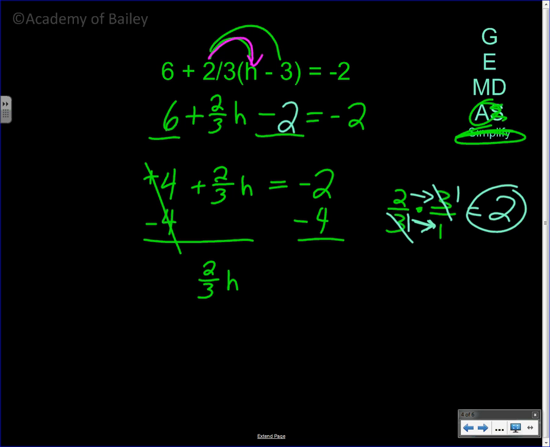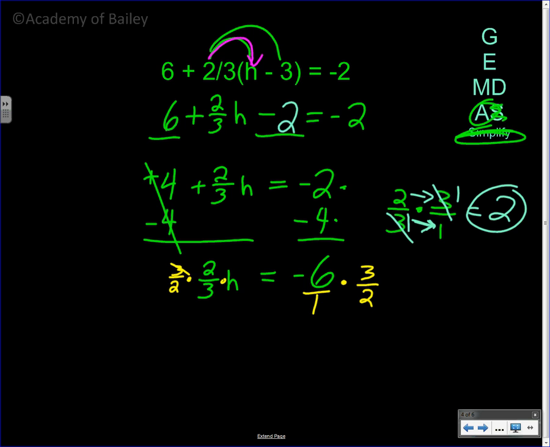2/3 h is equal to -2 minus 4, which is -6. And you should notice that the opposite of multiplying by 2/3 is dividing by 2/3, which is going to save you a moment if you say, we're going to multiply by the reciprocal. Dividing fractions is the same as multiplying by the reciprocal. You have to put the -6/1 there, that way you have fractions.